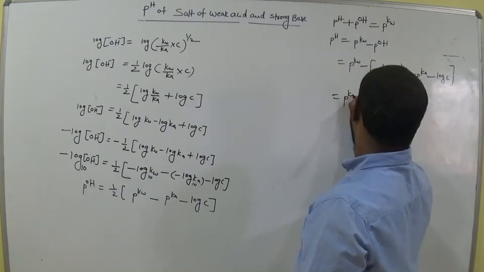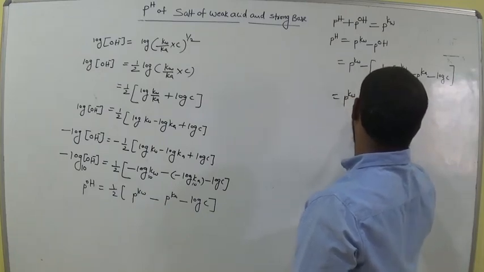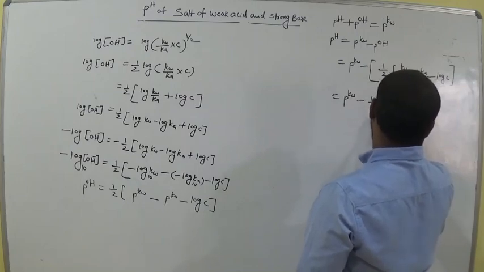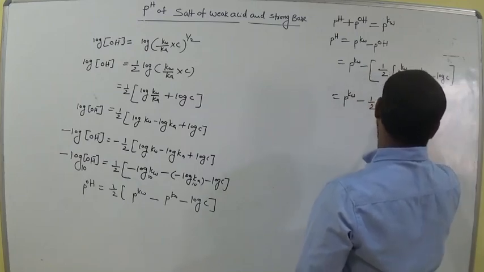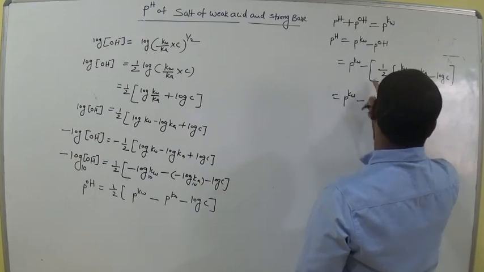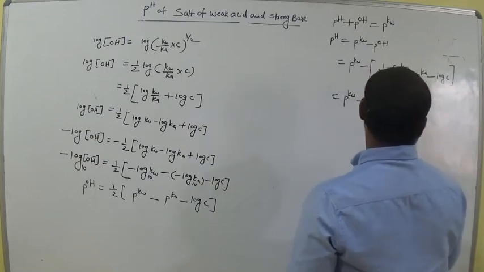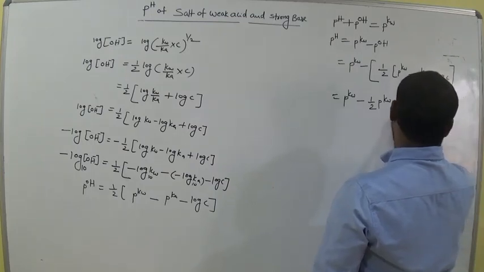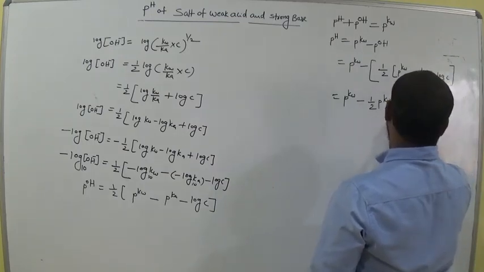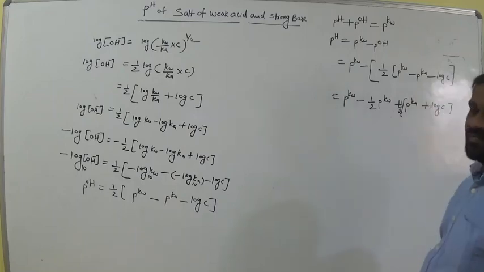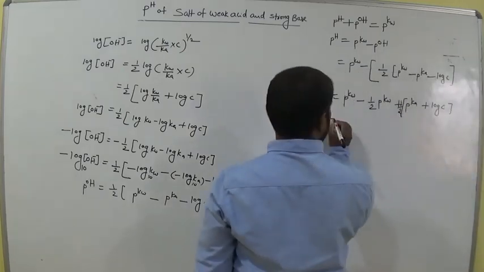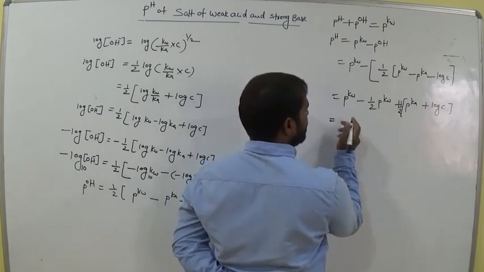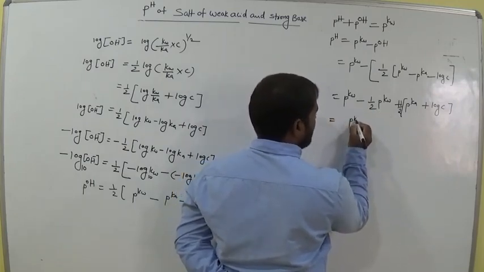Now pKw minus of pKw minus of minus plus pKa minus of minus plus log C. This also belongs to this one. Clear all of you? Now this value, how much? pKw minus half pKw. Okay? How much is it? pKw by 2.